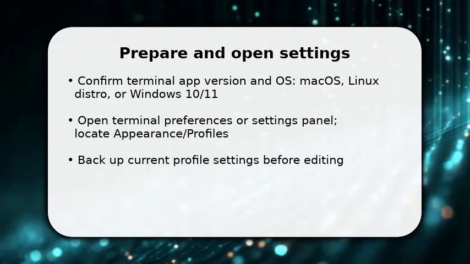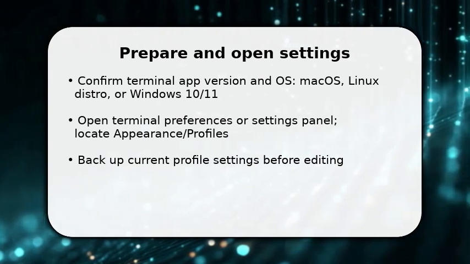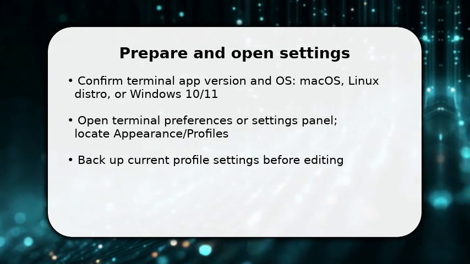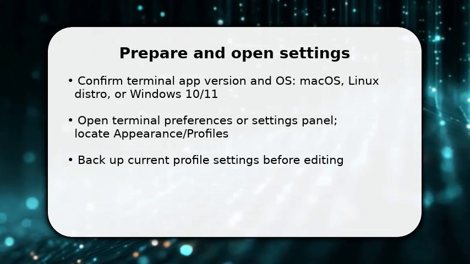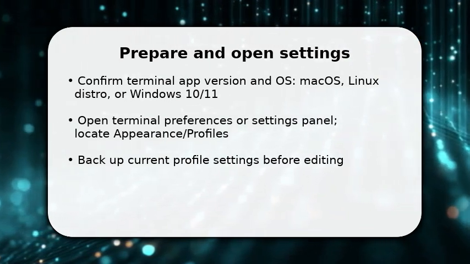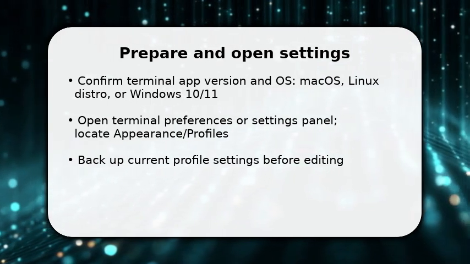You begin by confirming your terminal app and operating system, so you change the correct settings. Open the terminal's preferences or settings right away and go straight to Appearance or Profiles. Make a quick backup of your active profile now, export or note values, because once you change colors or transparency, you may want to revert.